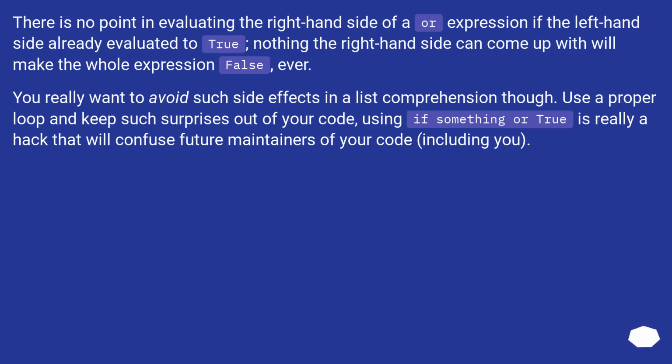You really want to avoid such side effects in a list comprehension though. Use a proper loop and keep such surprises out of your code. Using if something were true is really a hack that will confuse future maintainers of your code, including you.